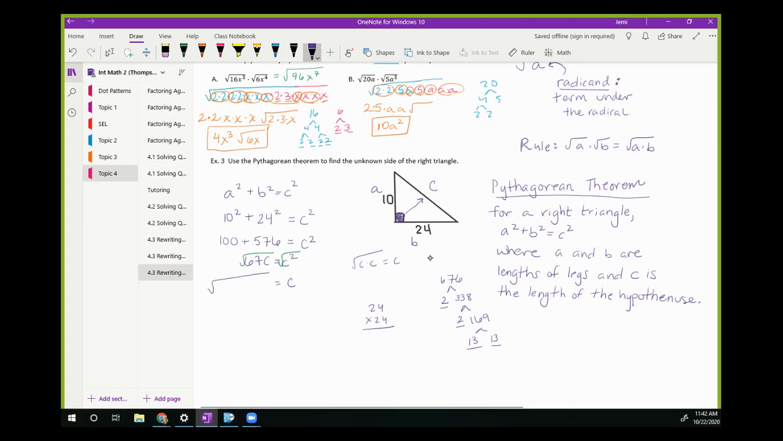13 is prime. So when I rewrite this as a product of its factors, I get the square root of 2 times 2 times 13 times 13. The pair of 2's gives me the square root of 4, which is 2. The square root of 13 times 13, which is the square root of 169, is 13. And I get C is equal to 26 units. Usually when I put numbers in context, I have some kind of units. This problem didn't give me any, but maybe 26, whatever my units are.